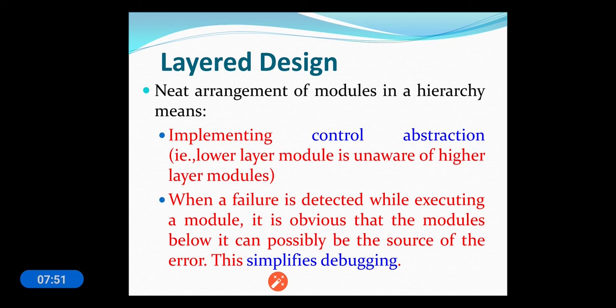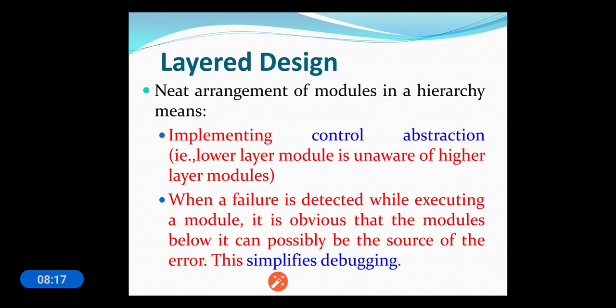Next one is, when a failure is detected while executing a module, it is obvious that the modules below it can possibly be the source of error. So this simplifies debugging. Okay, so whenever a module fails, we can simply say that a module which is present below that module would be the main reason for the cause of that failure.